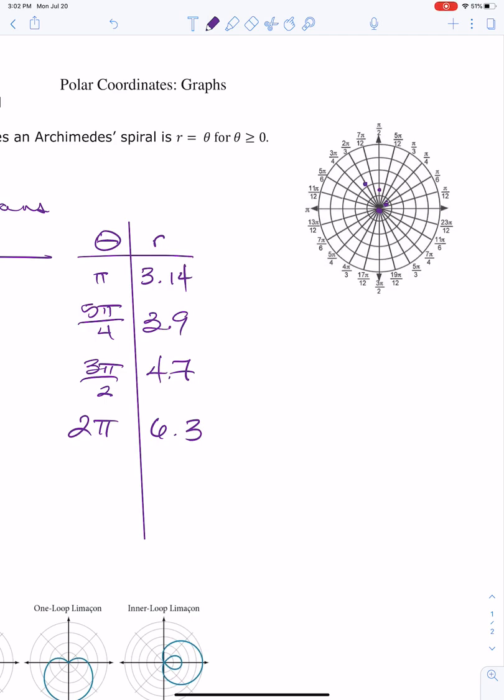Pi is 3.14. 5 pi over 4, 3.9-ish, close to 4. 3 pi over 2, we get 4.7. 2 pi, we're at 6.3. And so basically what we're looking at is as the angle gets bigger, our r gets bigger. And there you go.